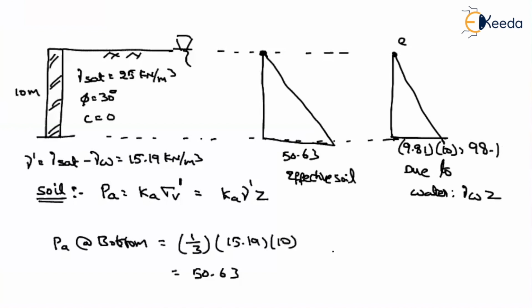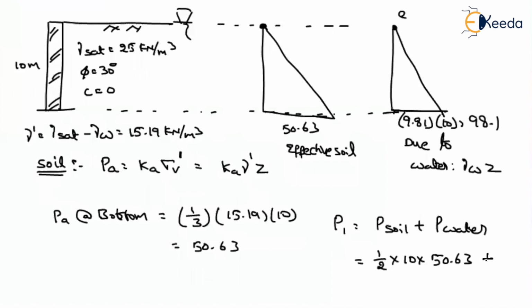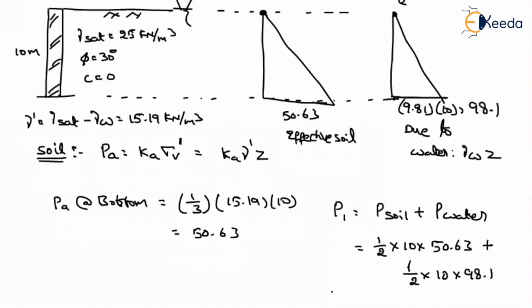So the total pressure will be equal to pressure because of the soil plus pressure because of the water. Because of the soil, what is the pressure? Half into 10 into 50.63, as you can see in the question. Plus because of the water, what is the value? Half into 10 into 98.1. So if you solve this, you will get pressure equal to 743.65 kilonewton per meter.